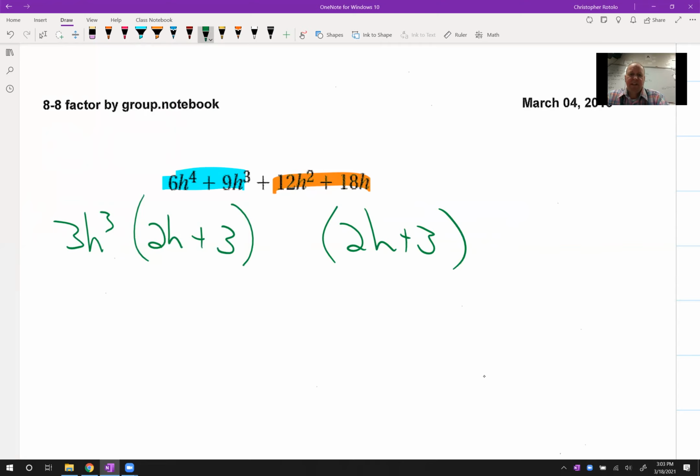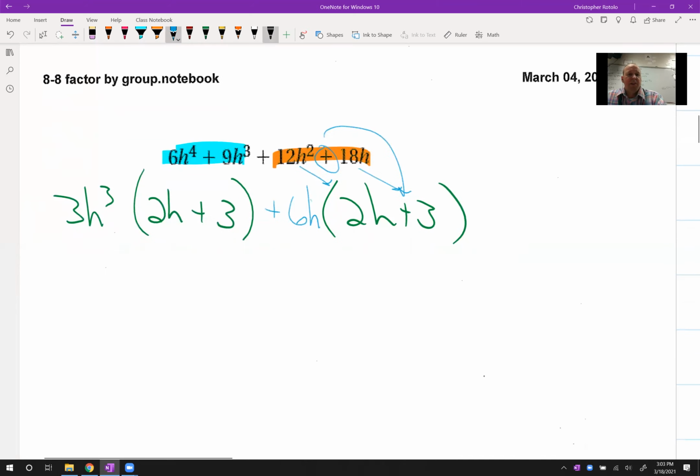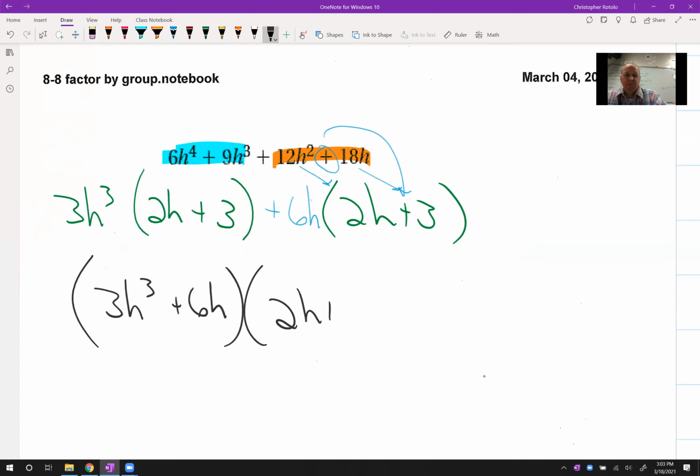So 12 and 18, well, I know they're both divisible by 3, but is that the greatest common factor? And here's the nice thing about dealing with it this way. I can say 12 divided by 2 is 6. 18 divided by 3 is 6. If those match, then this is the GCF. The only problem here is h squared and h, so it has to be 6h. The signs are already the same, right? These match, so I'm going to take out a positive. Remember, the GCFs go together: 3h cubed plus 6h, and then 2h plus 3.